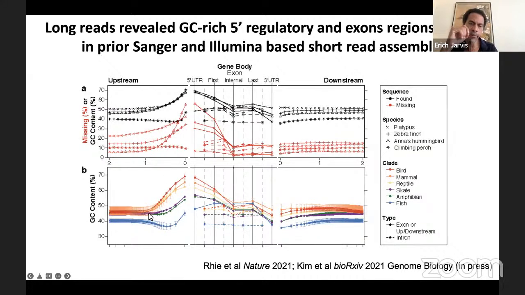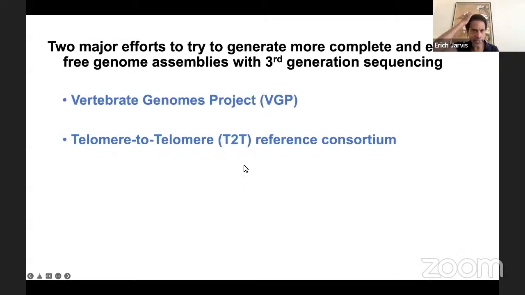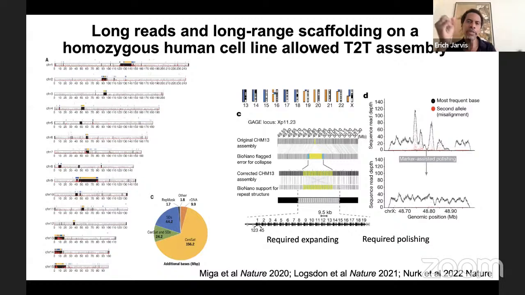And here is shown for vertebrates broadly, mammals, birds, reptiles, fish, and so on, that as you get closer and closer to the start site of the protein coding genes and long non-coding RNAs, you have this rapid increase in GC content that goes from 50 to 70%. And that was missing in half of the genes in many of the prior assemblies, so you're missing your promoter regions. So that's the motivation, some of that went into why we need a new pangenome reference.